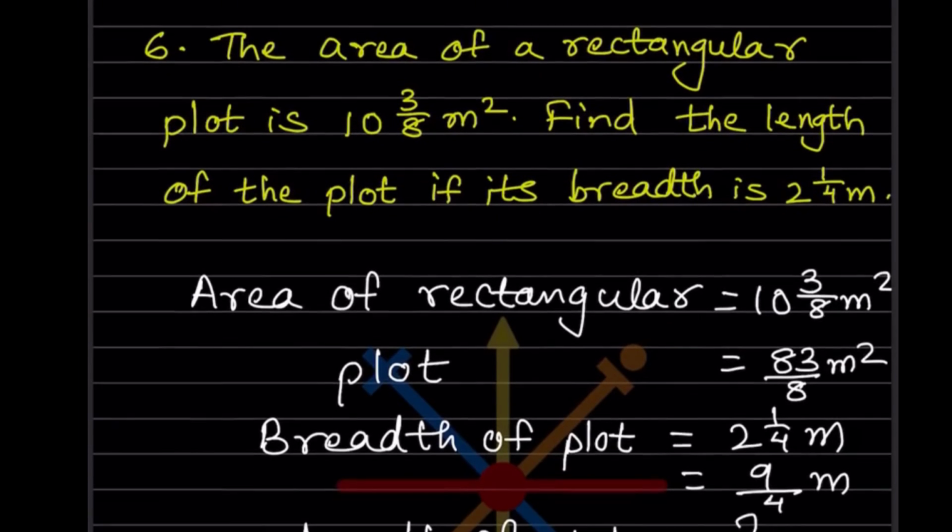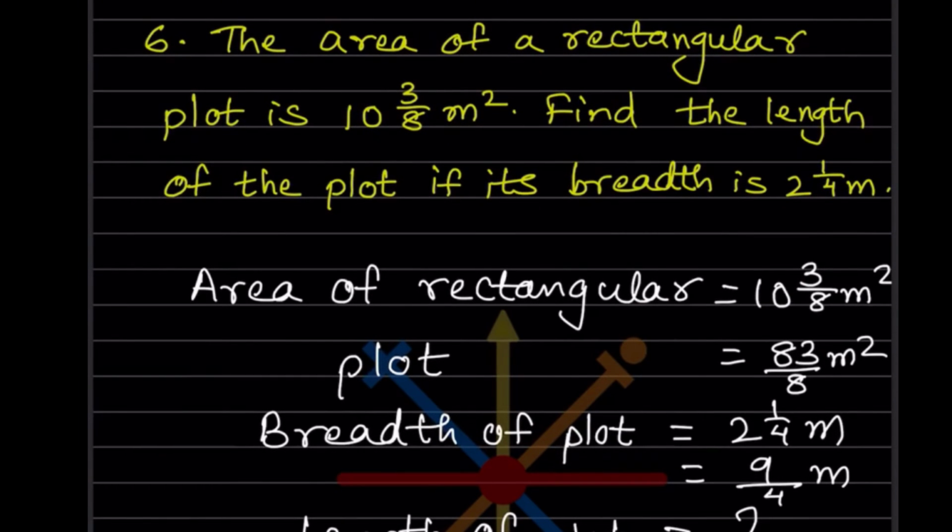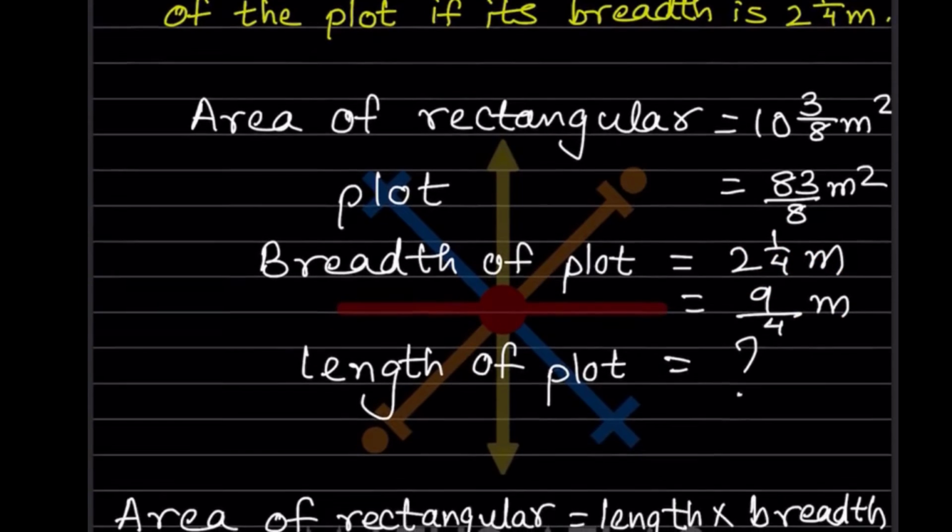The area of a rectangular plot is 10 integers 3 by 8 meter square. Find the length of the plot if its breadth is 2 integer 1 by 4 meter. So the area is given, that is 10 integer 3 by 8. Now this will be 80 plus 3, that will be 83 by 8 meter square. And then the breadth is given as 2 integer 1 by 4. So this is going to be 8 plus 1, 9 by 4 meter. And we want the length.